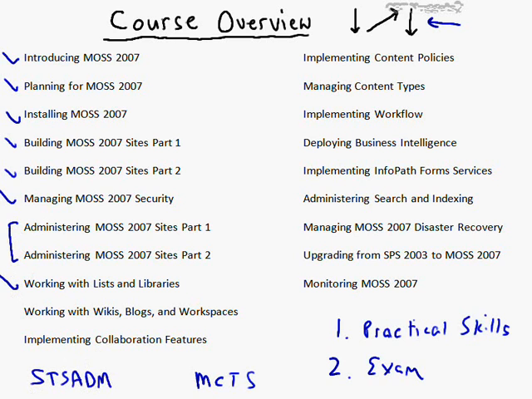Lists and libraries form the core of your information store in a SharePoint deployment. We need to understand how those work. And actually, this is foundational because we're going to be doing a lot more with lists and libraries through the rest of the course. For instance, we've got wikis, blogs, and workspaces, collaboration features, content policies. All that stuff supports what's called enterprise content management and web content management. More will be revealed on that as we go along, friends. Content types make your lives as SharePoint administrators much easier and improves user experience in those document libraries and lists.